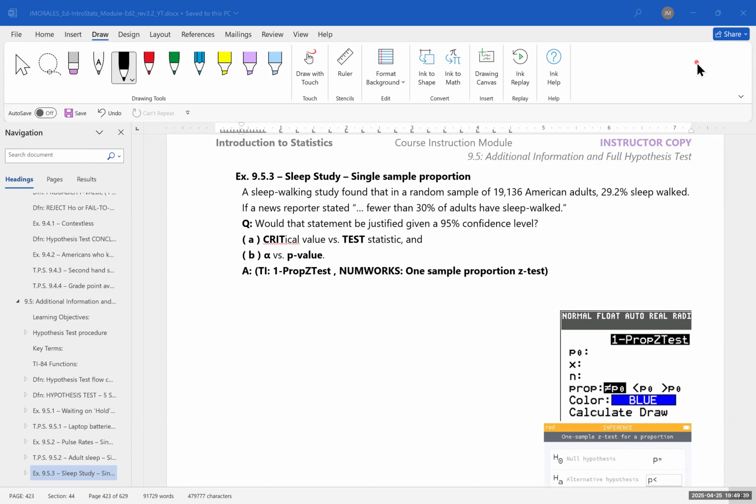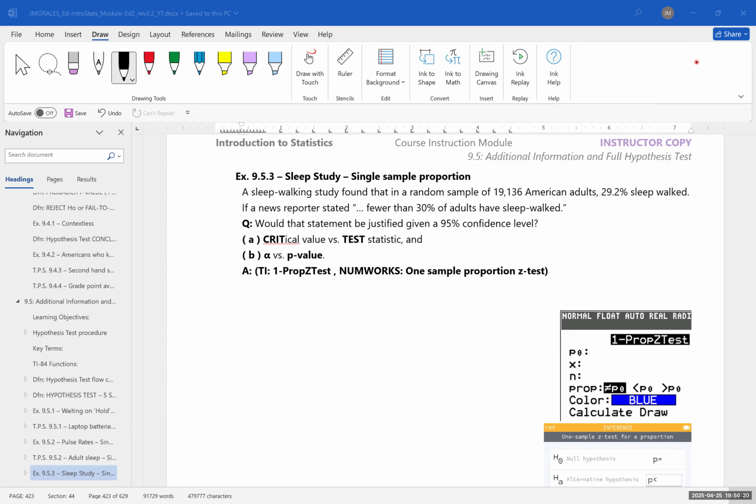All right, now this example is the third type of hypothesis test that you're going to be looking for here. And this is going to be a hypothesis test that's around a sample proportion, a single sample proportion. So a sleepwalking study found that in a random sample of 19,136 American adults, 29.2% sleepwalked. If a news reporter stated fewer than 30% of adults have sleepwalked, the question is, would that statement be justified given a 95% confidence level?